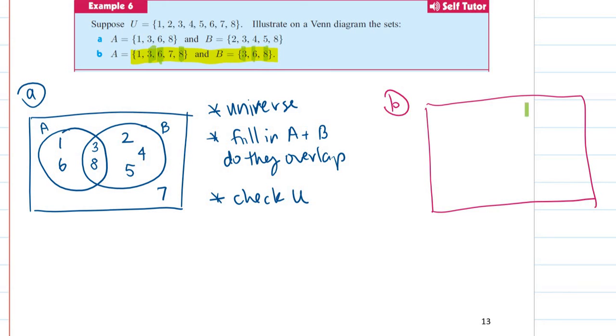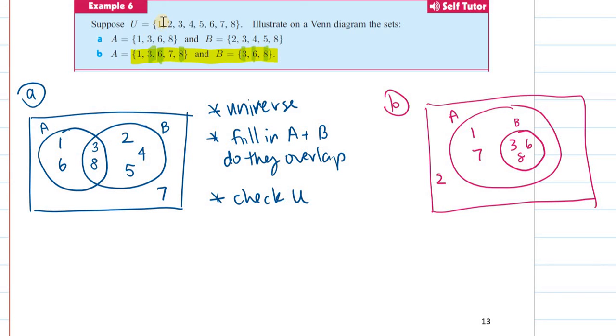So when I draw these, I'm going to draw A as a big circle, and B is going to be a smaller circle inside that. B is going to contain the 3, the 6, and the 8. A contains a 1 and a 7. And then lastly, we need to check the universe to make sure everything's accounted for. We have a 1. We don't have a 2, so that goes outside the circles, but in the universe.